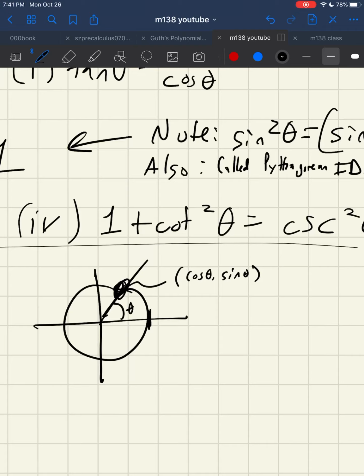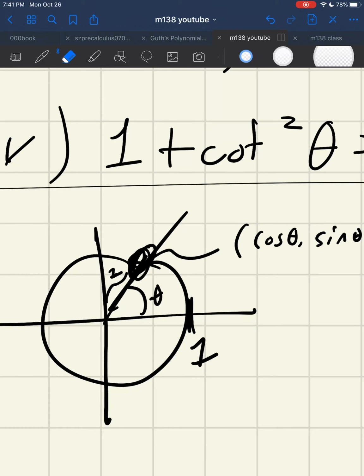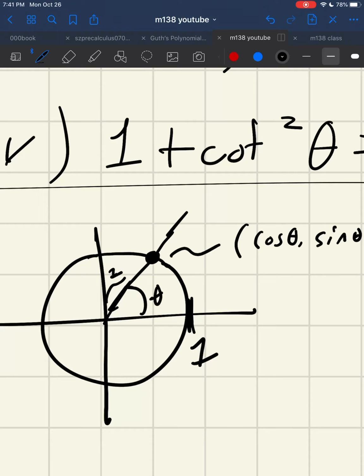And what do we notice? This is a unit circle, and this is a radius, so this length right here is 1. Well, what's the distance? Let's make this point at least a little bit rounder. Okay. Well, this distance here is 1. And what is that? Well, that's exactly cosine theta and sine theta, right?